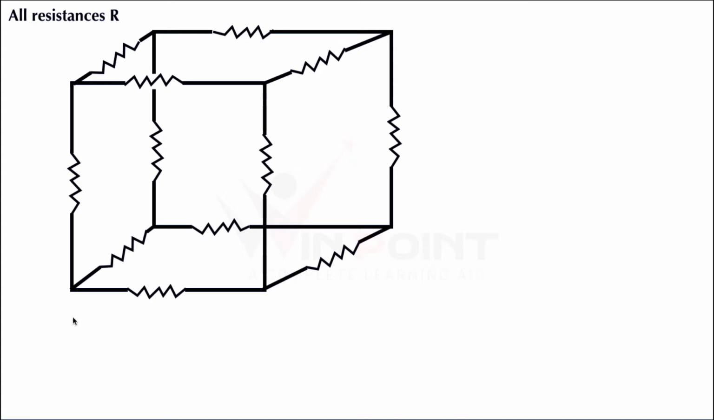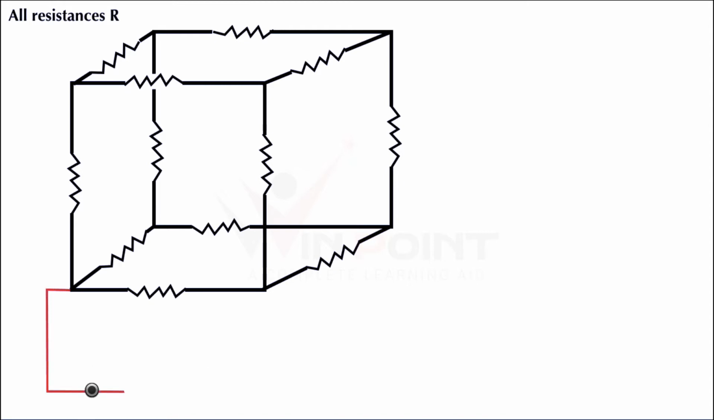Okay. I am going to consider a diagonal. This is our diagonal. If you consider the other diagonal also, the value will be the same. I am going to find the effective resistance between these two points. For that, I am going to consider a cell connected to these two ends. First end is this one and second end is this one.